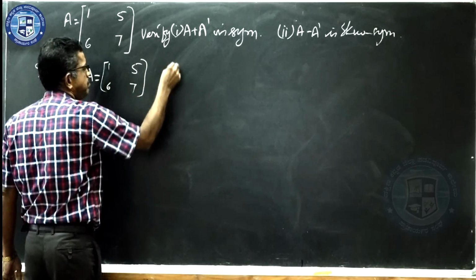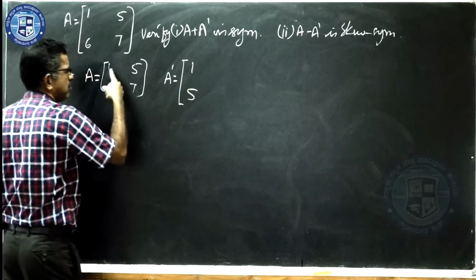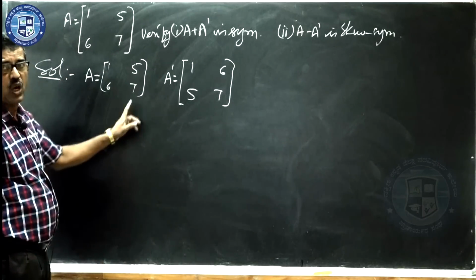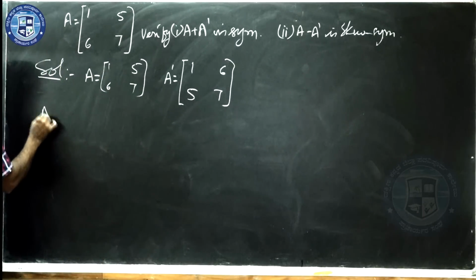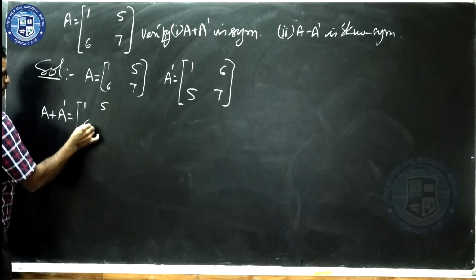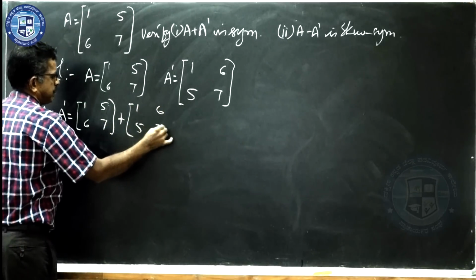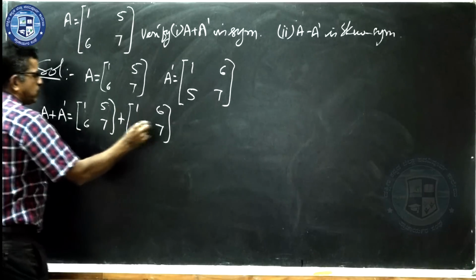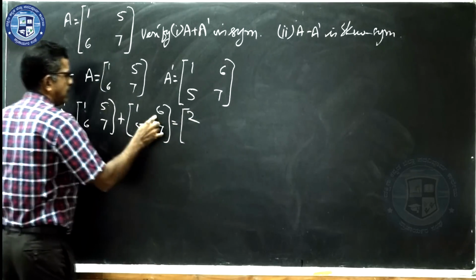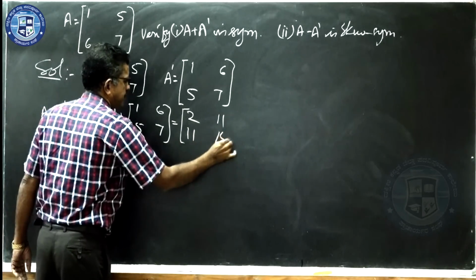And what is A dash? The transpose of this, 1, 5, 6, 7, interchanging rows into columns, columns into rows. Now, find out what is A plus A dash. A is 1, 5, 6, 7 plus A dash, which is 1, 6, 5, 7. Okay. Now, tell me what is the sum of them. You need to add corresponding elements: 1 plus 1, 6 plus 5, 7 plus 7, 14.